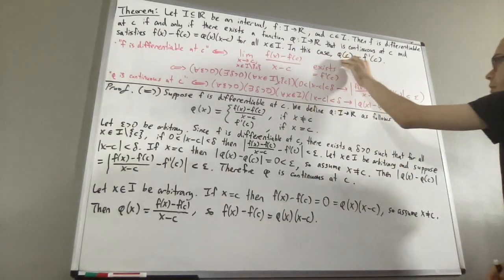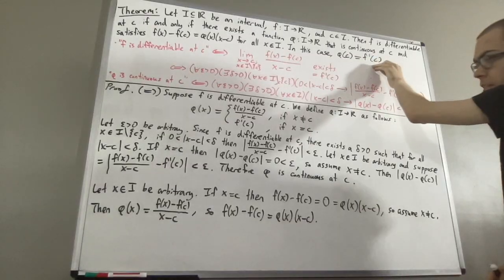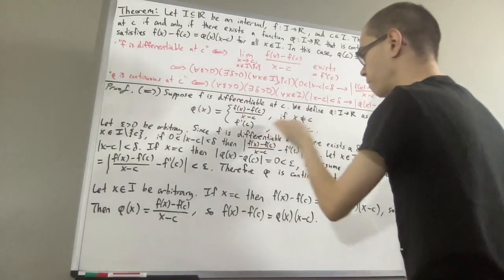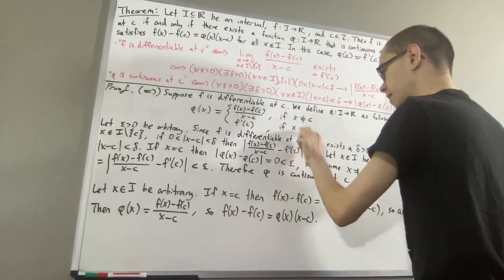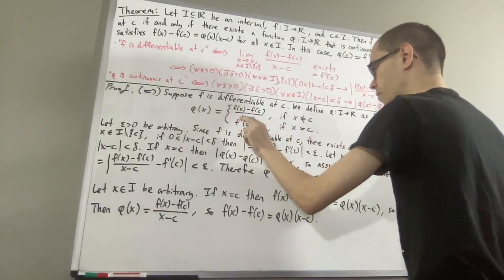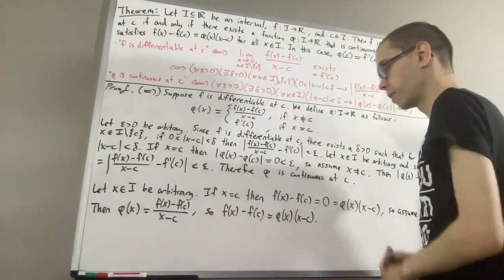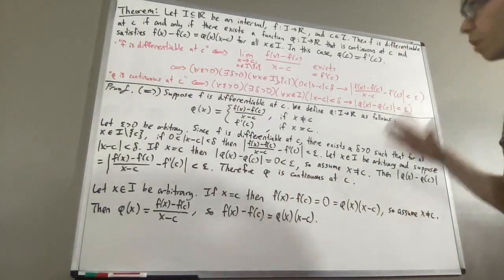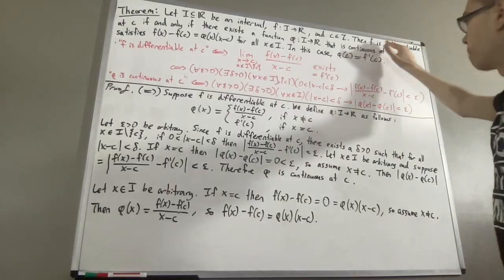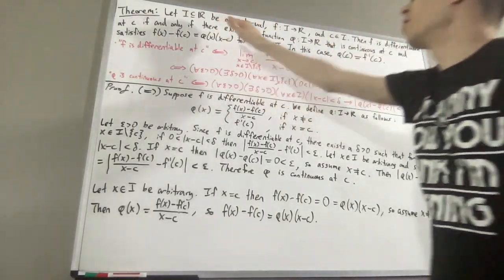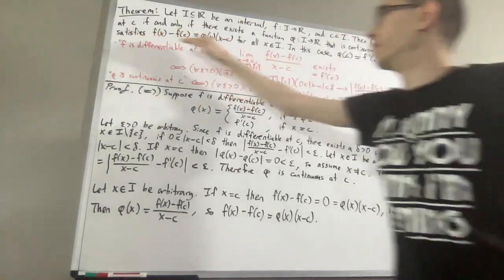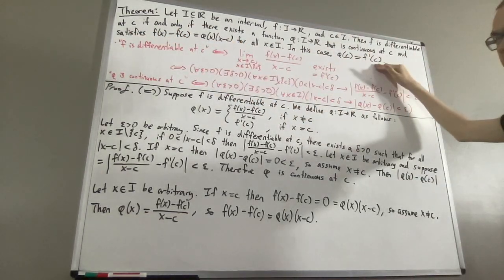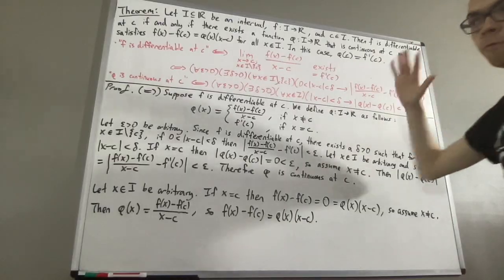Next, we know phi of c is the derivative of f at c. That comes directly from the definition of phi itself. Just send c into the function. Since c is equal to c, you get phi of c is equal to f prime of c. So we're done. We see if f is differentiable at c, then there exists a function phi from I to R that satisfies these properties. That proves the forward direction. Now we're going to prove the converse.